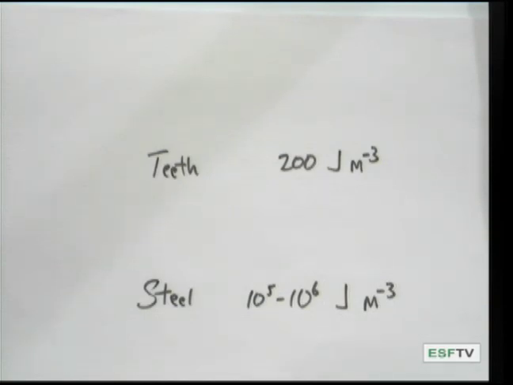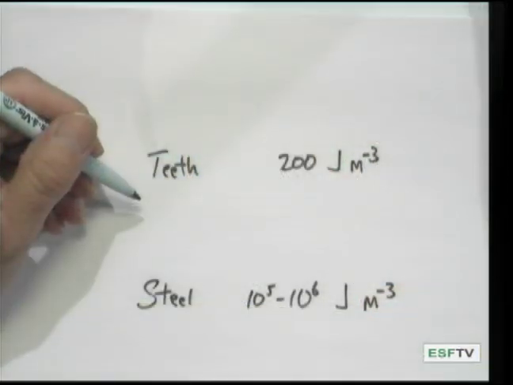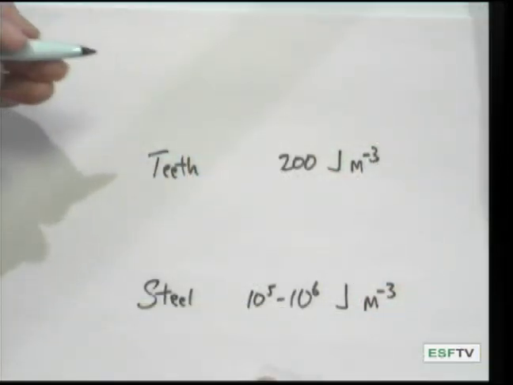It's about 200 joules per meter cubed. So even though teeth are very, very tough, very strong, very stiff, nevertheless, they're fairly weak. They can fracture quite easily. You don't have to do a lot of work on them to get them to fall apart.